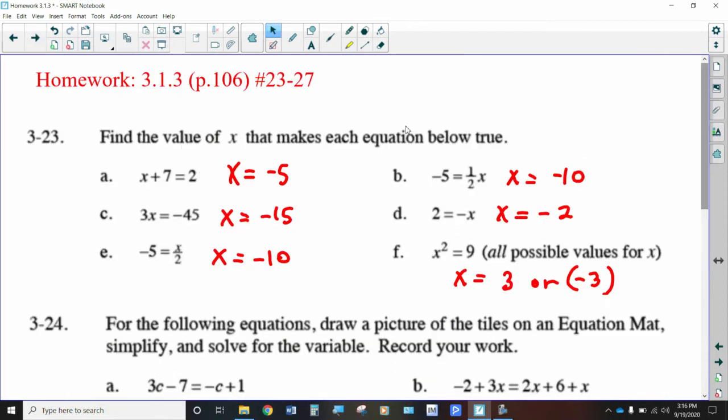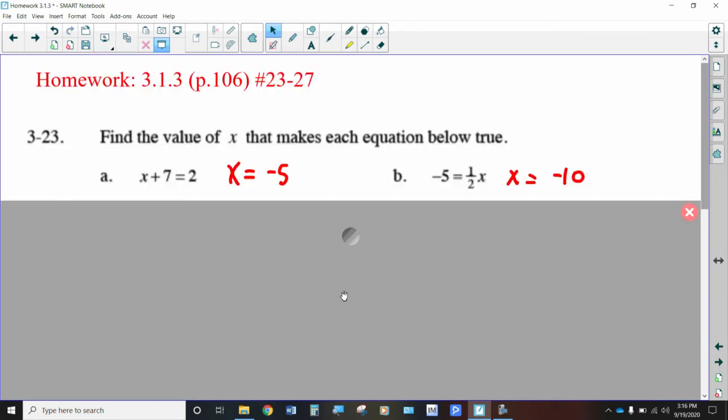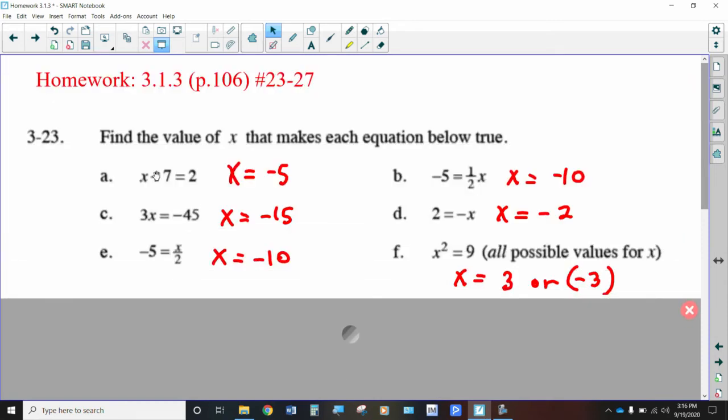All right, so let's find the value of the given variable for each one of these equations. So just using mental math without even using the legal moves. Like here, you would subtract 7 from each side. What do you add to 7 to give you 2 for an answer? Since 2 is less than 7, that must be you're adding a negative number. So 7 minus a number gives you 2. That number has to be negative 5.